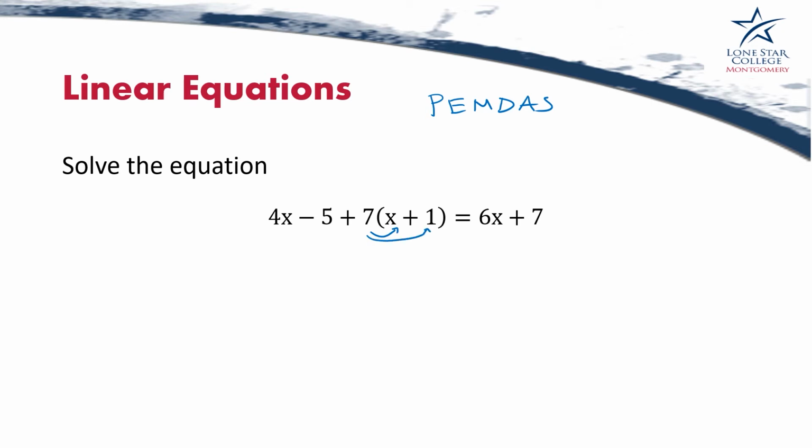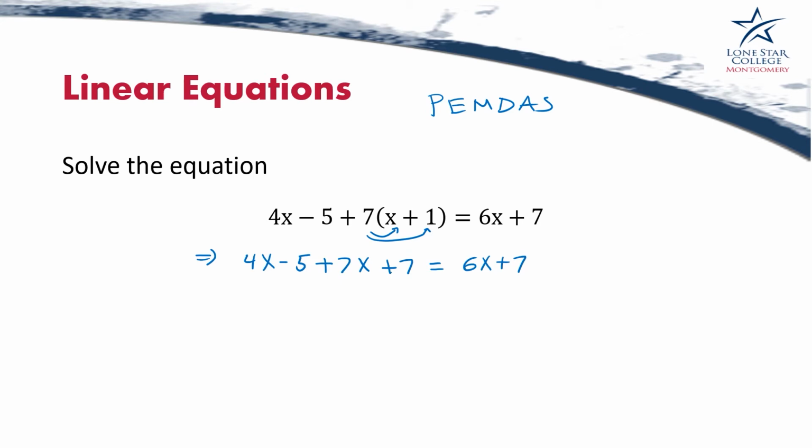So if we rewrite this equation, this becomes 4x minus 5. 7 times x is positive 7x. 7 times 1 is a positive 7. And then the right side is still 6x plus 7. So we've gotten rid of our parentheses. Moving on to exponents, there are no exponents here to work with. Move on to multiply, divide. Still nothing on multiplication, division. Now we look at adding, subtracting. Before we try to bring stuff over to solve for x, we want to see what like terms we can combine.